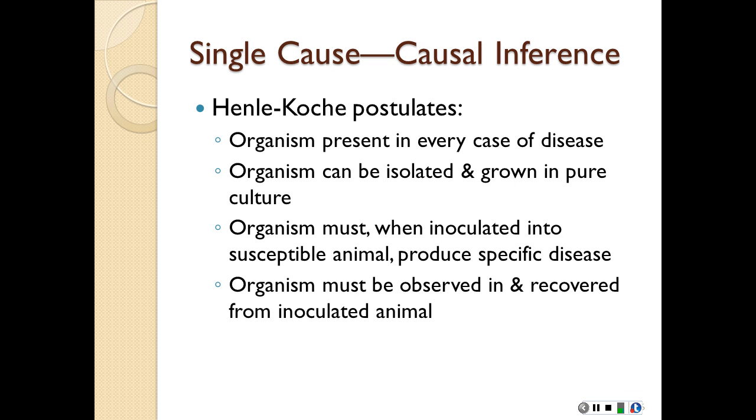And then the organism must be observed in and recovered from the inoculation. So then I take a blood sample from the monkey, and I can put that blood sample back in culture, and I can grow HIV again. So this is the full cycle. So this really corresponds only to when we're talking about infectious diseases. But this is: does our germ that we found, the bacteria or the virus, does it cause the disease that we think it causes? It has to meet this criteria.